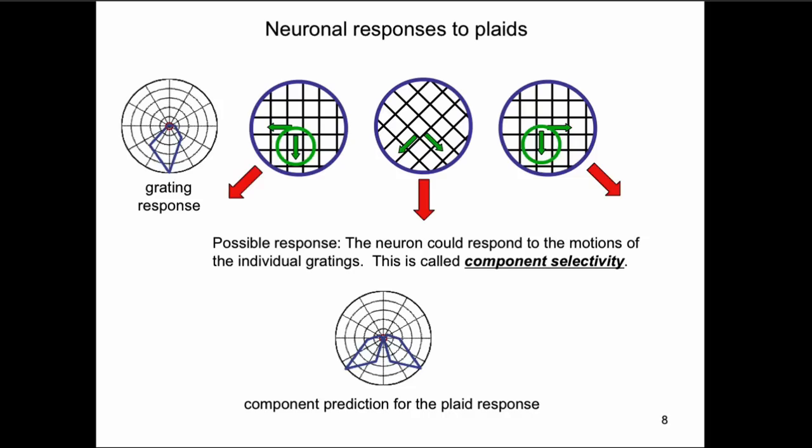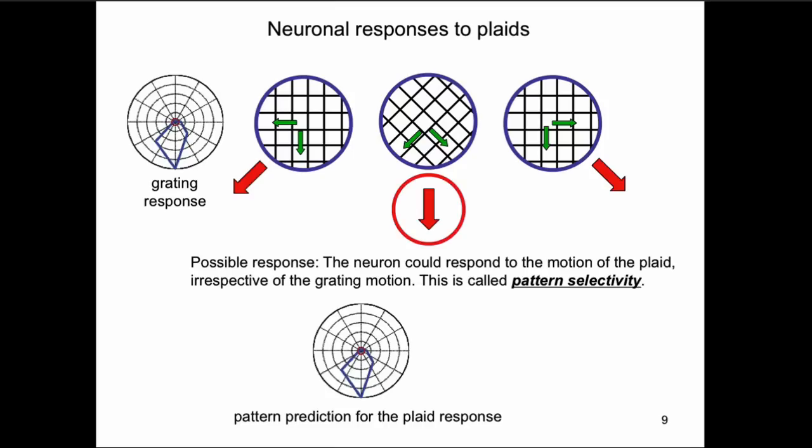So there are neurons in the brain that are only able to detect the individual components of the grating. They're not able to actually see the coherent motion that we all see. And these neurons are known as component selective neurons. And this is what their response looks like. It selects only when the grating is moving in the direction that it prefers.